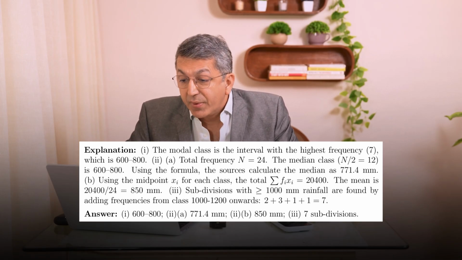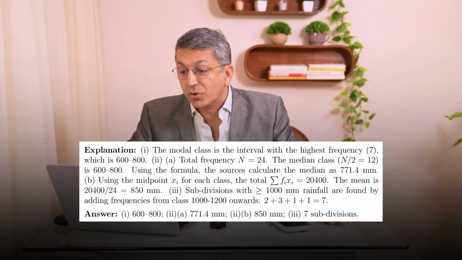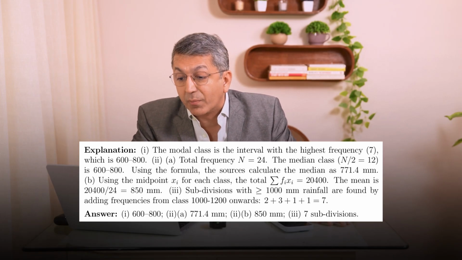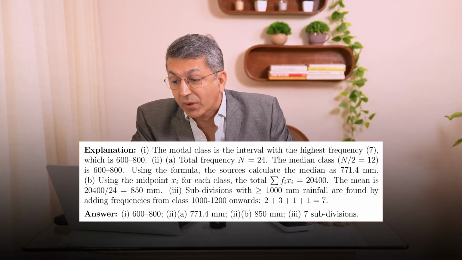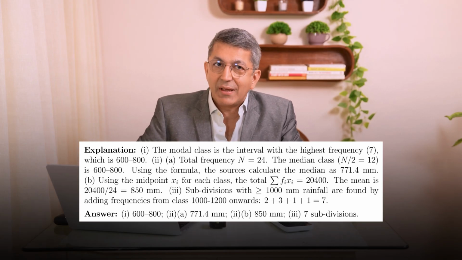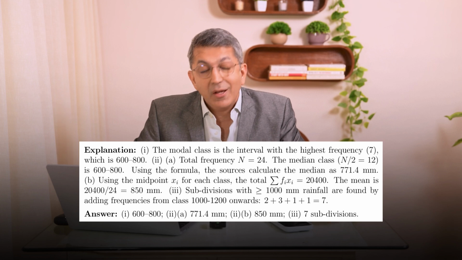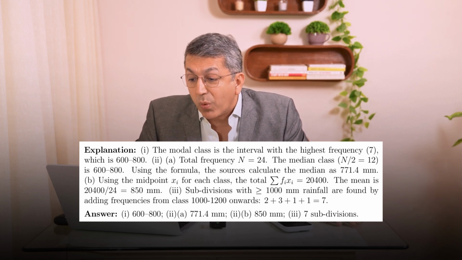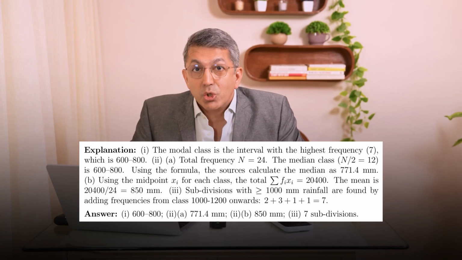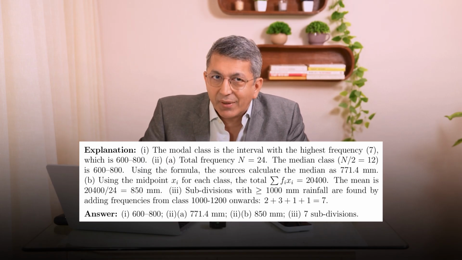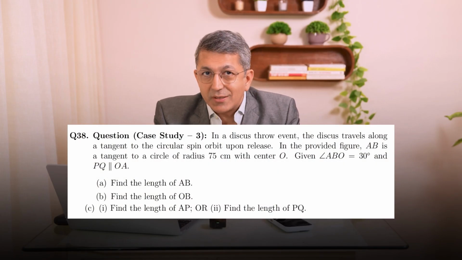3. Subdivisions with greater than or equal to 1000 millimeters of rainfall are found by adding frequencies from class 1000 to 1200 onwards. 2 plus 3 plus 1 plus 1, which is equal to 7. Answer: 1, 600 to 800. 2a, 771.4 millimeters. 2b, 850 millimeters. 3, 7 subdivisions.